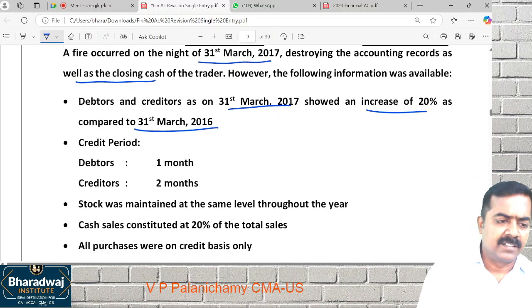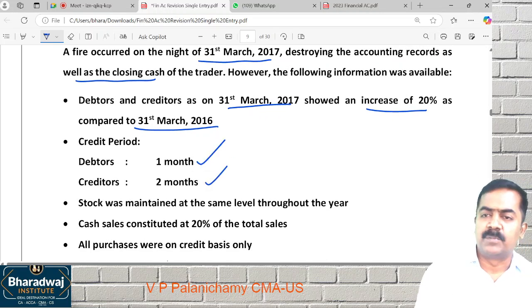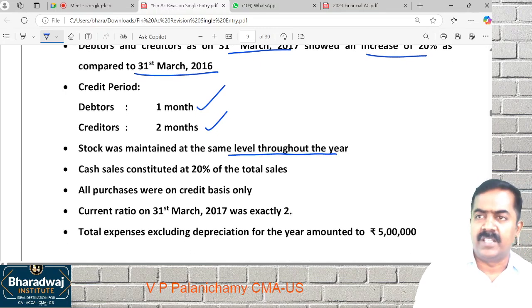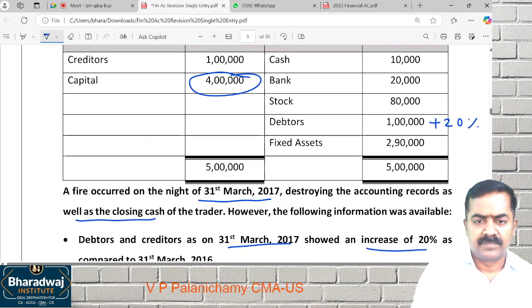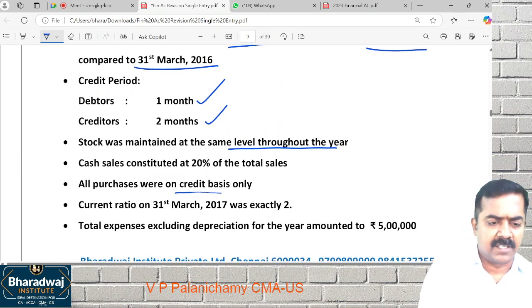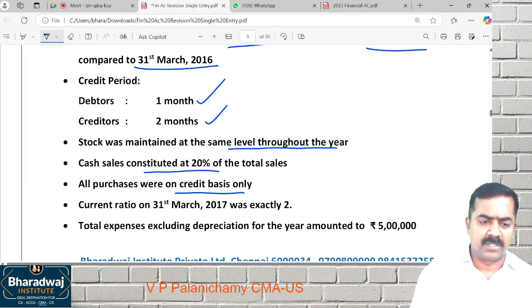Then the credit period allowed for debtors is how many months? 1 month. Suppliers give 2 months credit. Stock is always maintained at the same level throughout the year. What is the stock? 80,000 is maintained, they have said. Next, all purchases are credit purchases. Cash sales are 20% of total sales.